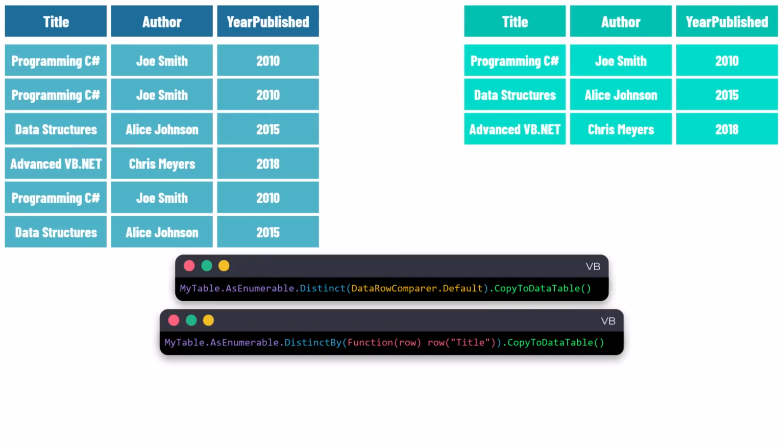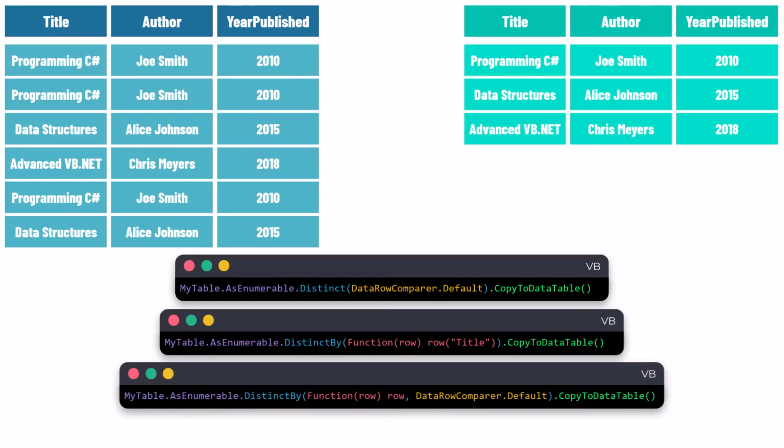But we can also use the DistinctBy method to remove duplicates based on the entire table. Here's the query. As you can see, I define the whole row as criteria, and I use the DataRowComparer to compare the rows. The result of this query will be exactly the same as the result of the distinct method.